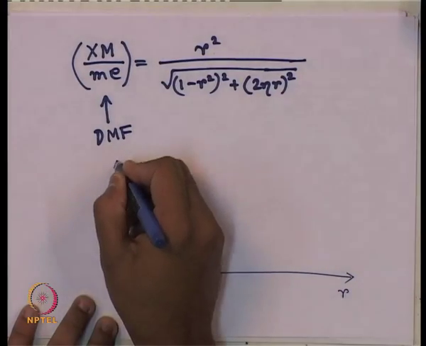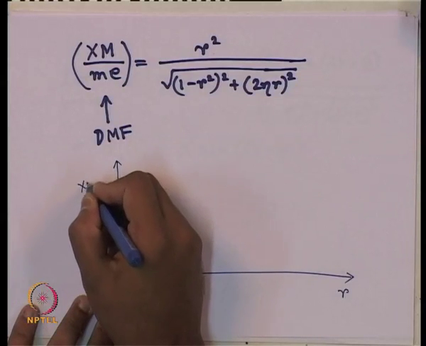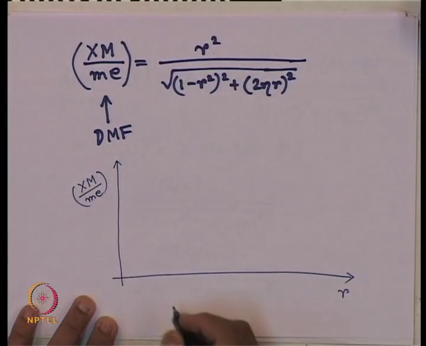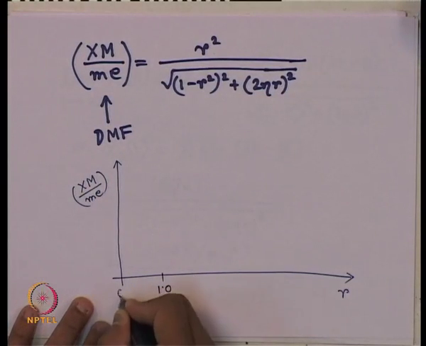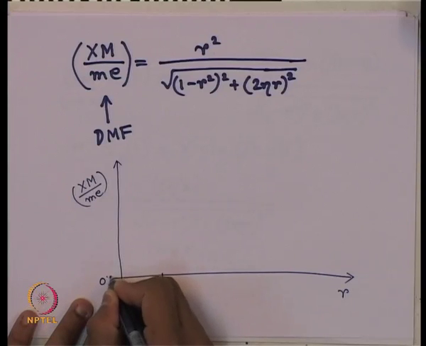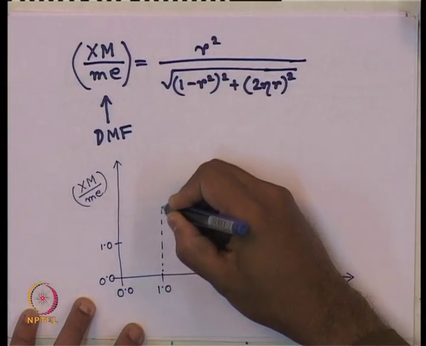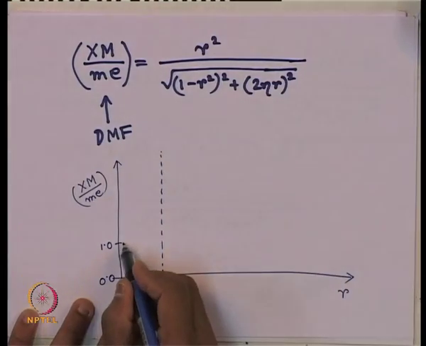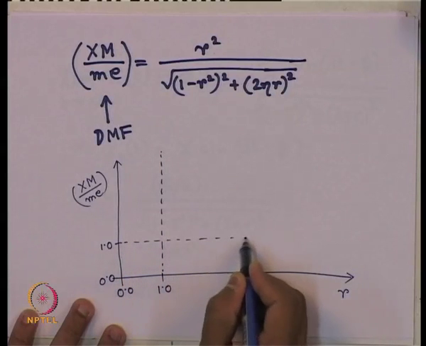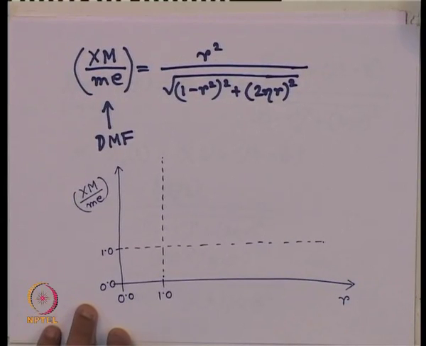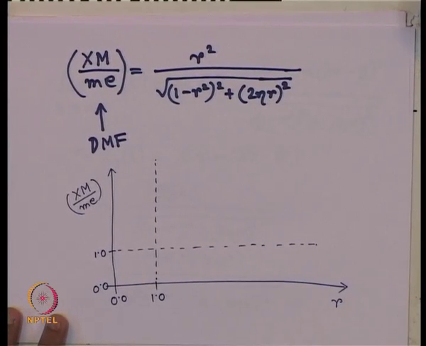Now, r, I am plotting X M by m e, which is expressed as DMF here, at 1, 0, 0, 1. Let me draw these parallel lines first. It will be easy for us to draw the graph and understand the condition. Now, when r is 0, what is the value of this X M by m e?